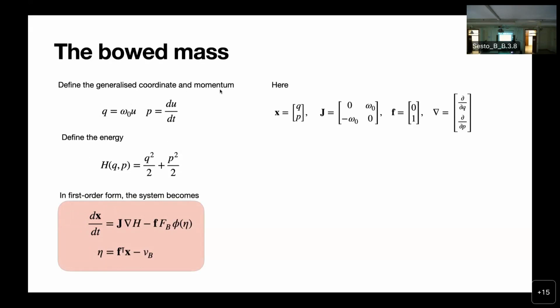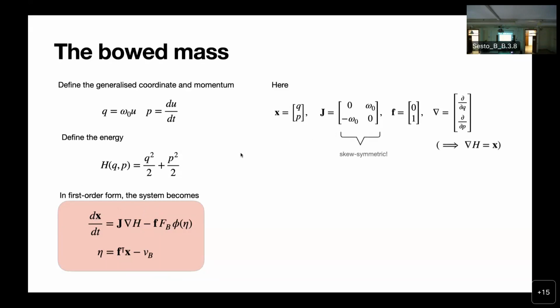So you define a generalized coordinate and momentum, q, which is equal to omega naught u, and p, which is the velocity, the u dt. You recompute the form of the energy, which is now given just by the sum of the squares of q and p. And then you can rewrite the same system as before in first order form. Except that now x, which is called your state vector, is now a vector, it's not a scalar anymore. And the vector has two components. One is q, which is the generalized coordinate, and the second component is p, which is the velocity. So by doing this trick, you're able to move from a single scalar equation, which is second order in time, to a vector equation, which is first order in time. But the system is just the same, so nothing changes. It's just like a different way of writing the same equation.